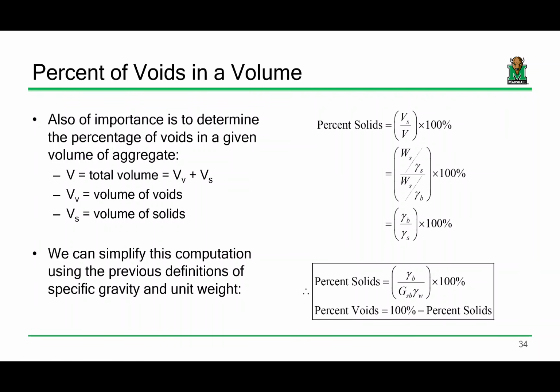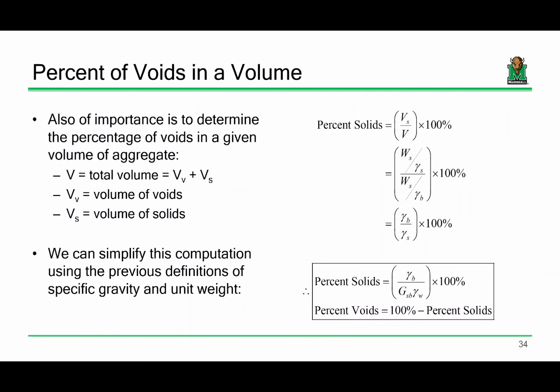Let's talk about how we would figure out percent solids and percent voids. So let's just work through that in our head. Okay, so let's say we had a given sample. How do we figure out how much of that sample is filled up by solids? Well, we would take the volume of the solids divided by the volume overall.